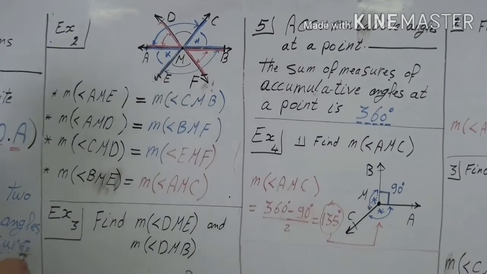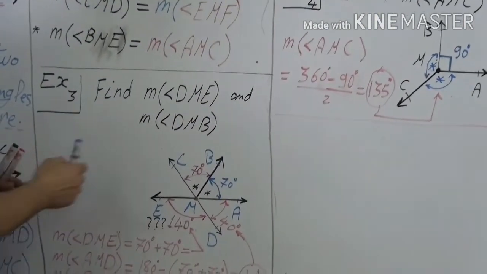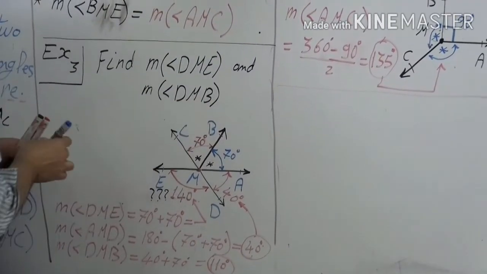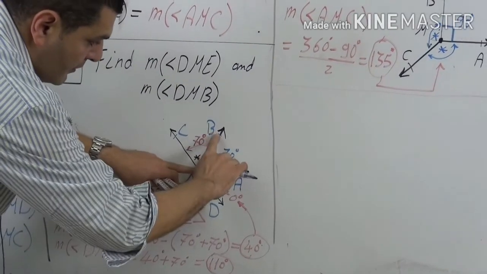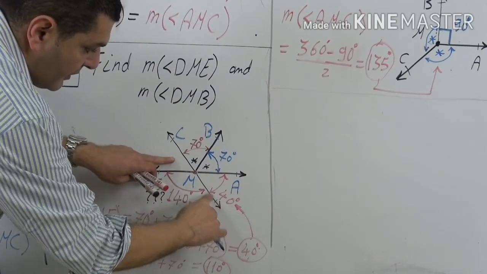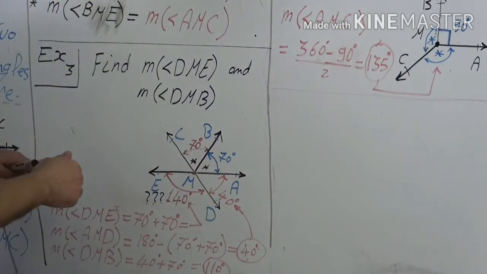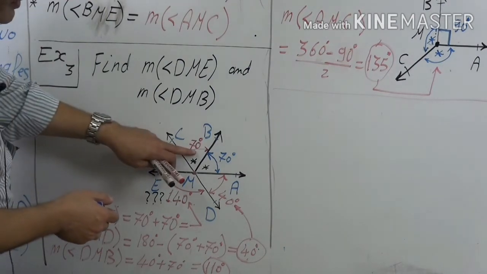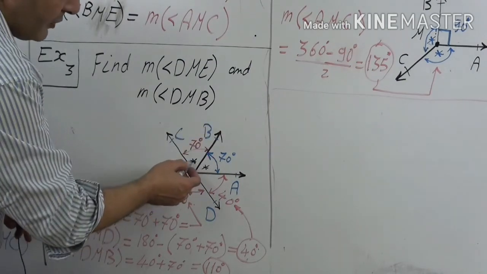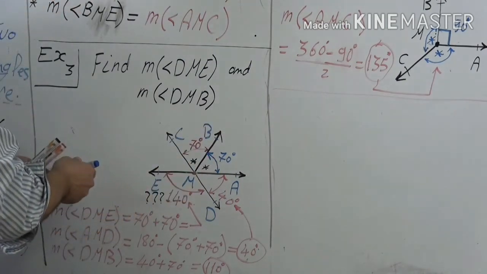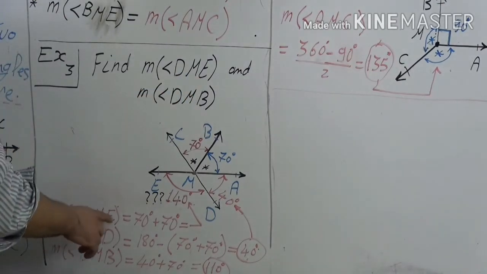Example number 3. Find measure of angle DME and measure of angle DMB. Okay, what are the givens? Here is 70 degree, MB is a bisector, these two angles are equal, and we need angle DME. Okay, let's get angle DME.